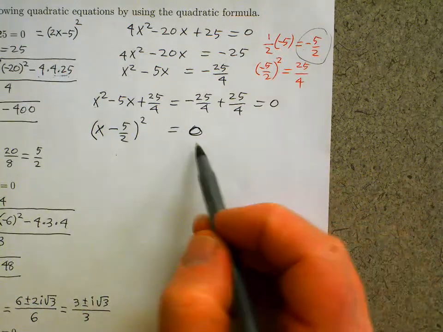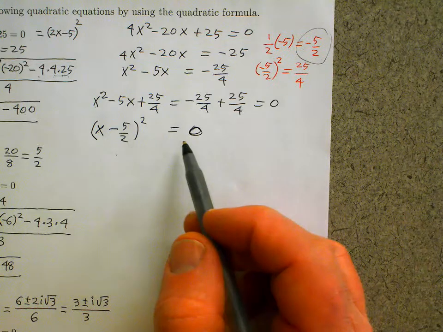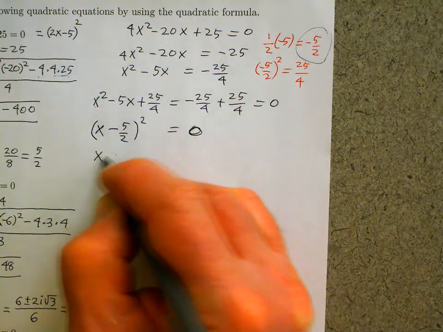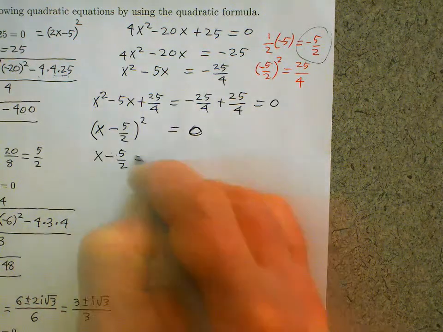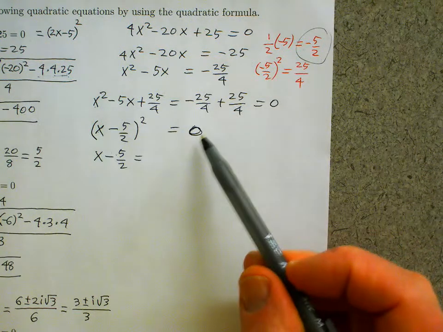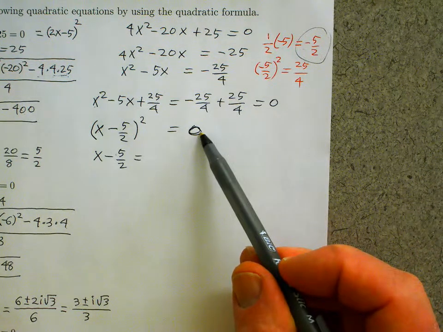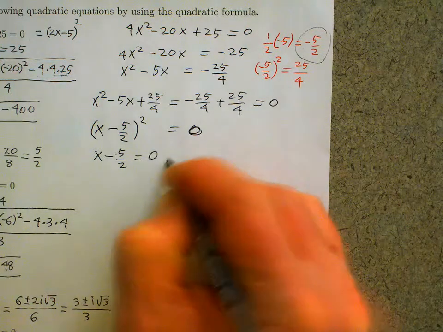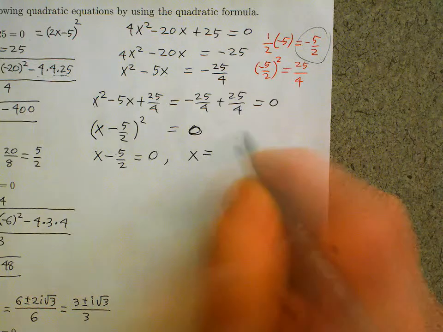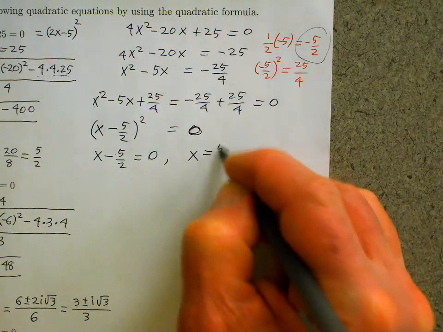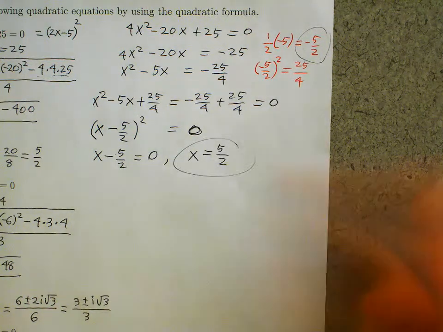Then when we apply the square root property, x minus 5/2 is 0 because positive and negative square root of 0 is just 0. And then add 5/2, we get 5/2 for the solution.